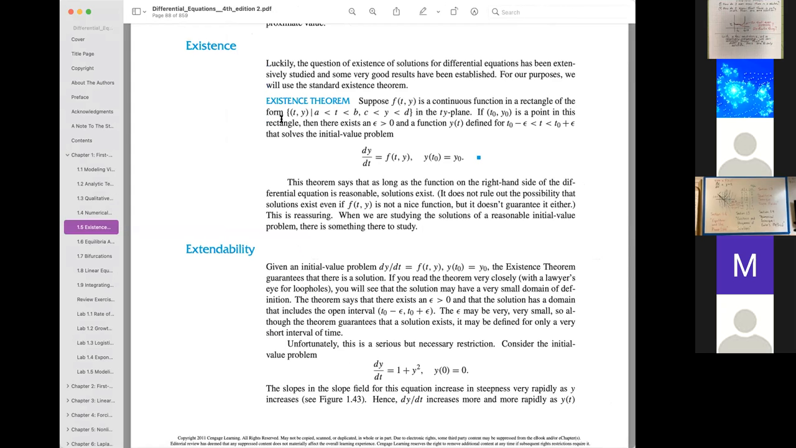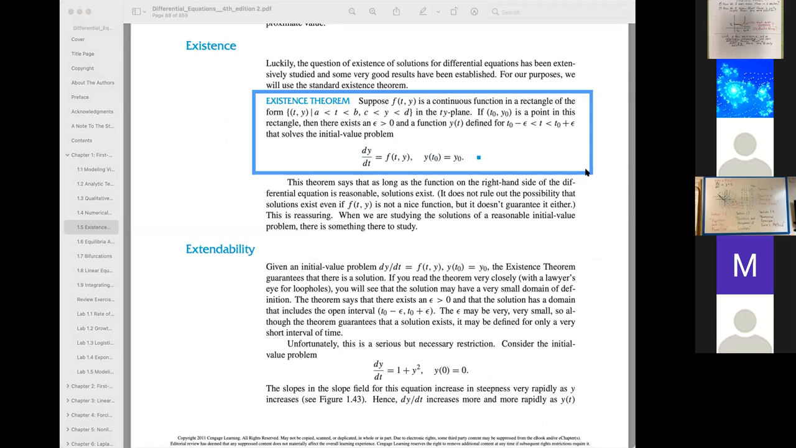So let me resize this so we can look at it together. Let me move that out of the way. So you're seeing what I'm seeing. Good. I want to highlight this sentence. Well, this theorem. This theorem is the price that we have to pay to get a guaranteed answer. It's called the existence theorem. I'll come back to it in a second.